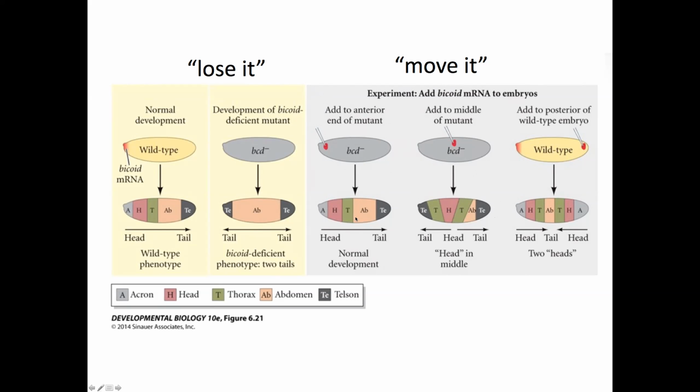And so depending on how the gradient was formed in the two different directions, it was being read and interpreted by the embryonic cells to give rise to the thorax or the tail identity. So the gradient is being interpreted depending on where it is. Now what they did, sorry, yeah, go ahead.